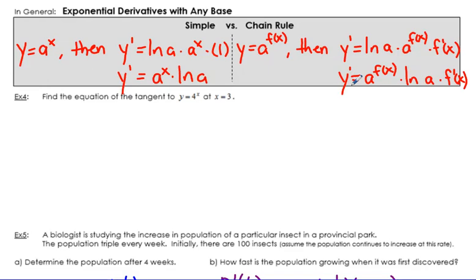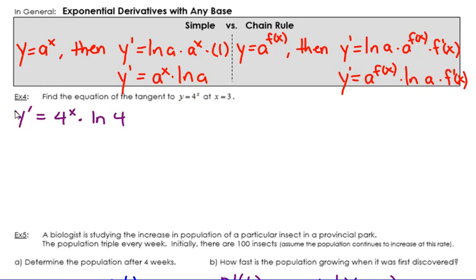So let's continue. We're going to do example number 3. Example number 4, I'm sorry. Find the equation of the tangent to y equals 4 to the power of x at x equals 3. Okay, so the first thing I want to do is find the derivative. Okay, y prime is going to be the derivative of 4 to the power of x, and so we said that that was the original multiplied by ln of the base, which was 4. Okay, so that's the derivative.